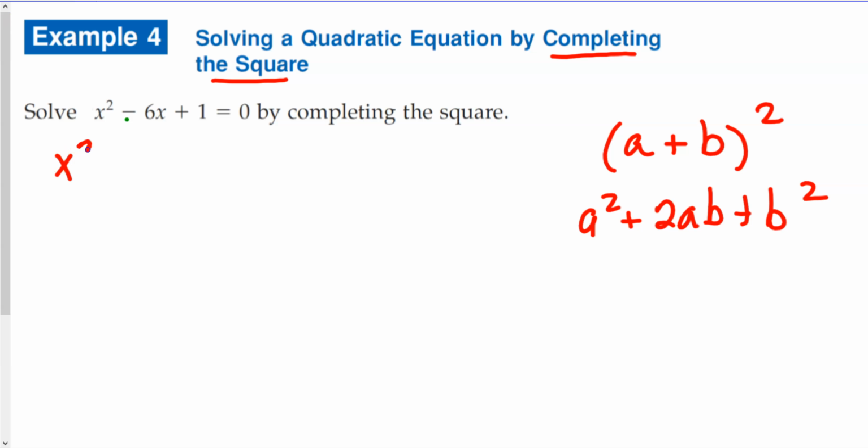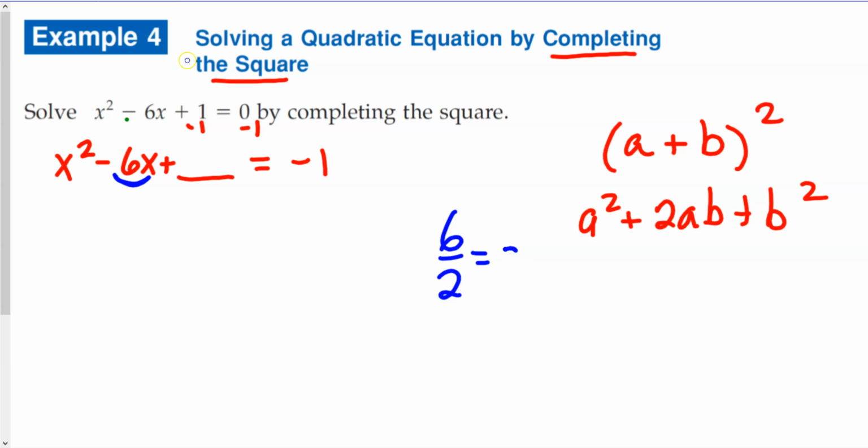to make it a perfect square. Here's what I do. First, I get rid of the constant term by moving it to the other side. So I subtract 1 from both sides. Now I'm looking for a number here that will make this side of the equation a perfect square. And to do that, what I do is I take half of the middle term, 6 divided by 2 is 3, and then I square it.